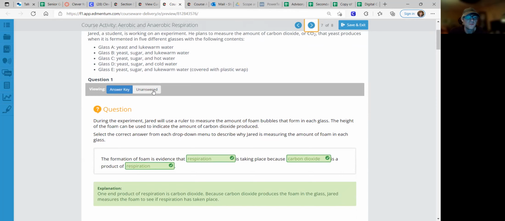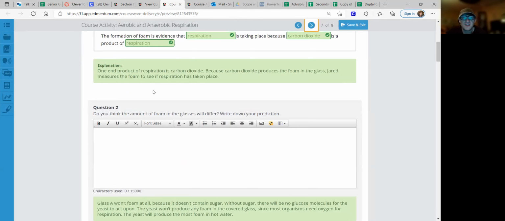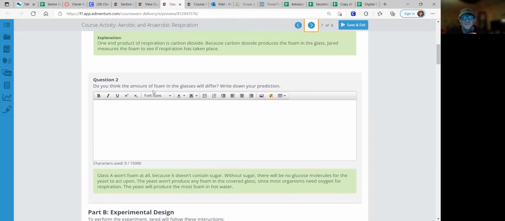All right. The formation of foam is evidence that respiration is taking place, because CO2, carbon dioxide, is a product of respiration. One end product of respiration is CO2. Because CO2 produces the foam in the glass, Jared measures the foam to see if respiration has taken place. Do you think the amount of foam in the glasses will differ? Write down your prediction. So basically, which do you think will react and cause some foam to manifest?